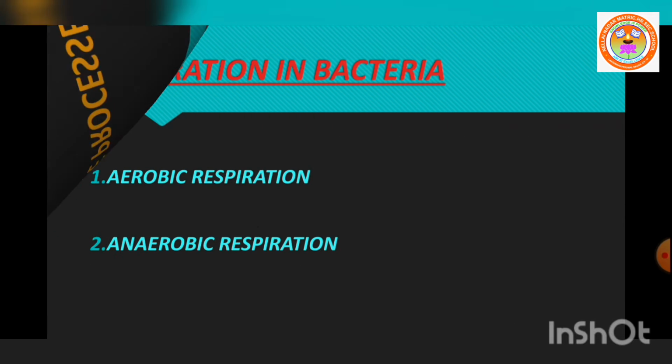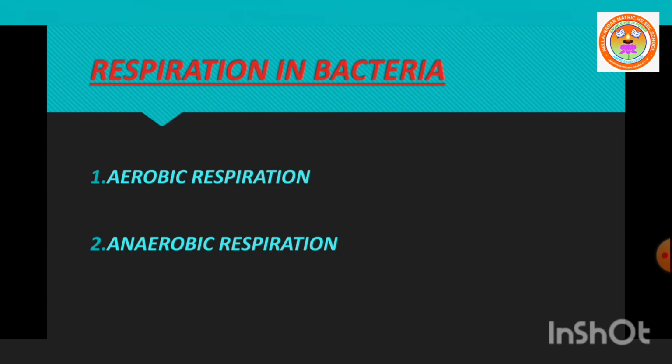Respiration. So two types of respiration are found in bacteria. They are aerobic respiration and anaerobic respiration. What do you mean by aerobic respiration? Respiration that takes place in the presence of oxygen is called aerobic respiration. What is anaerobic respiration? Respiration that takes place in the absence of oxygen is called anaerobic respiration.